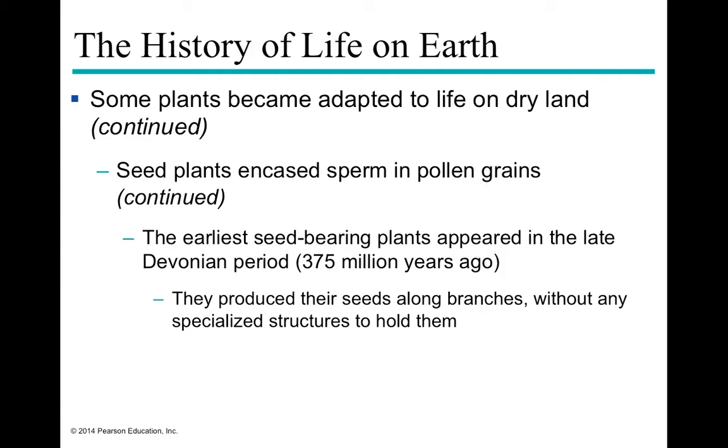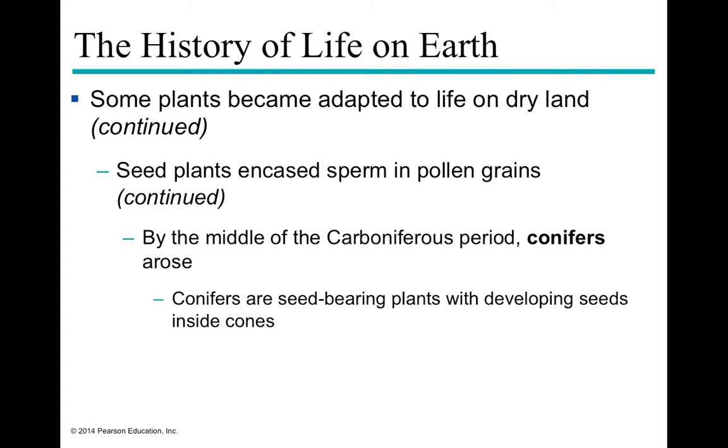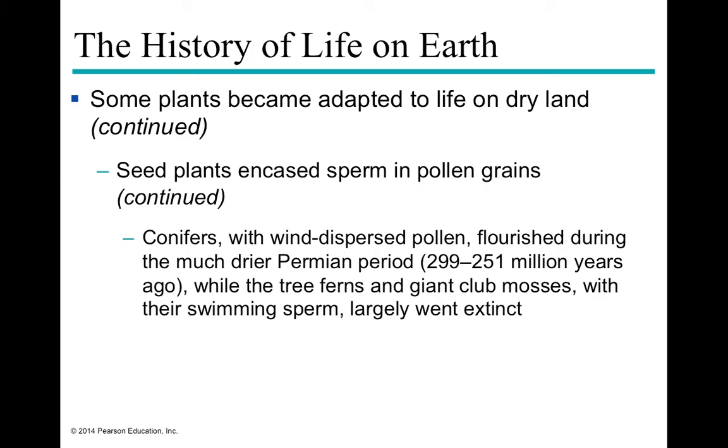The very first seed-bearing plants, again, that's going to occur at 375 million years ago in what's called the Devonian period. And they made seeds along their branches and didn't have any specialized structures to hold them in. But over time, we end up with specialty structures that hold them in called cones, right? So conifers are a specialty type of plant that have seeds that develop inside cones. And conifers are going to be the main plant to flourish during the Permian period when it gets a lot drier than we had previously seen.